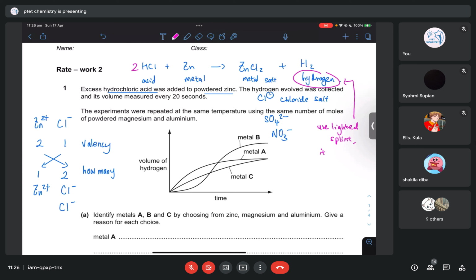It doesn't rekindle because, I can tell you, hydrogen reacts with oxygen, you get water. Water does not support fire. You use water to put out fire. So how can you put the pop sound?